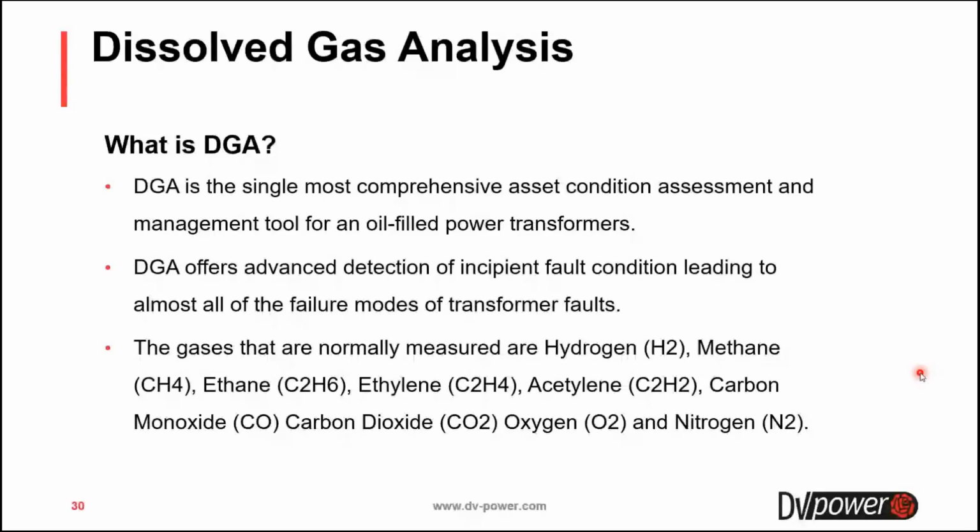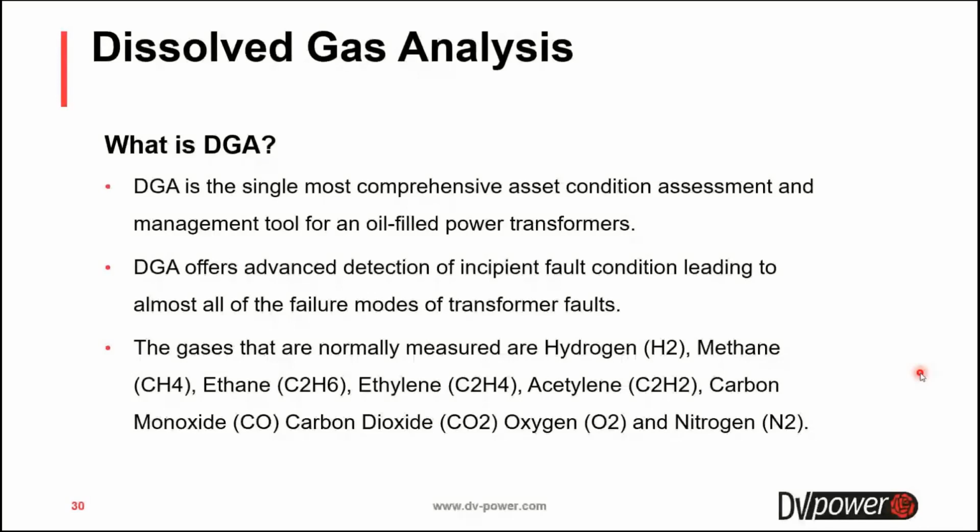What is DGA? DGA is the single most comprehensive asset condition assessment and management tool for oil-filled power transformers. Like we see on the first slide of this presentation, with DGA we can detect various problems in the transformer. DGA offers advanced detection of incipient fault conditions, leading to almost all the failure modes of transformer faults. And the gases that are normally measured are hydrogen, methane, ethane, ethylene, acetylene, carbon monoxide, carbon dioxide, oxygen, and nitrogen.